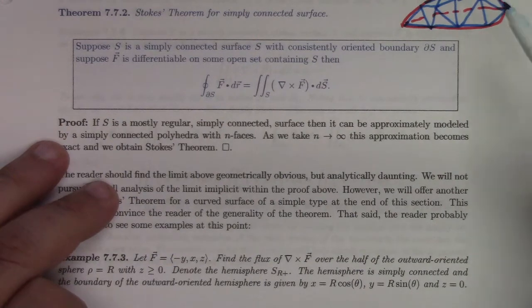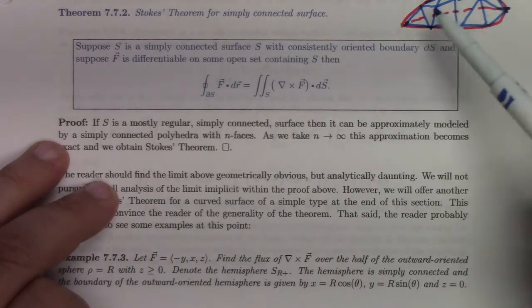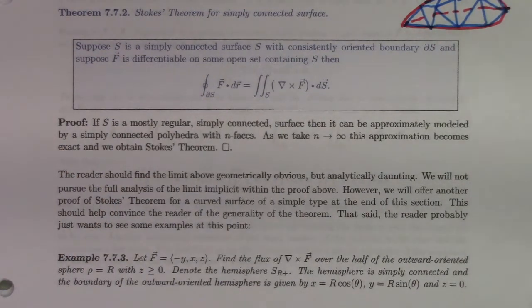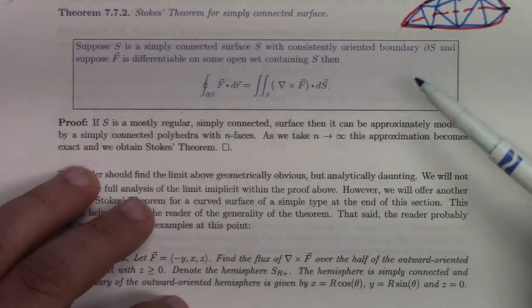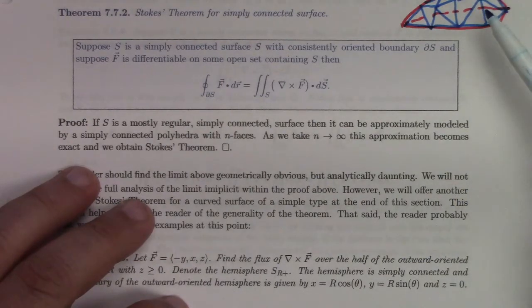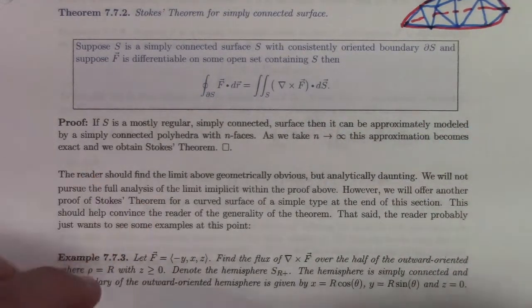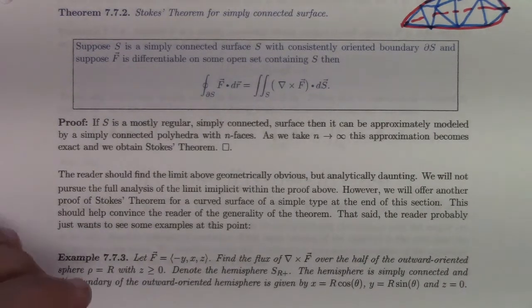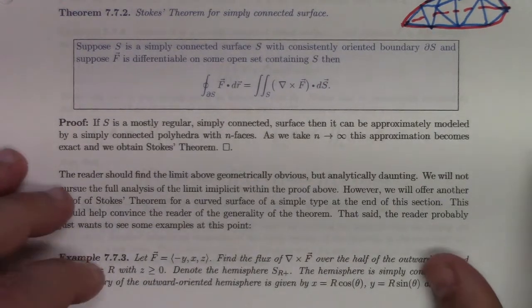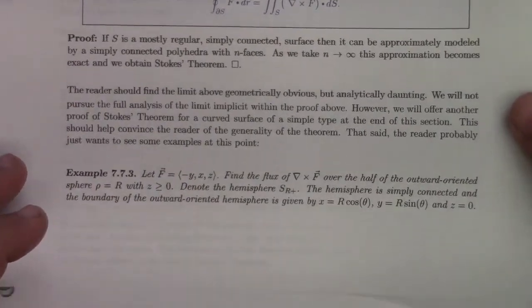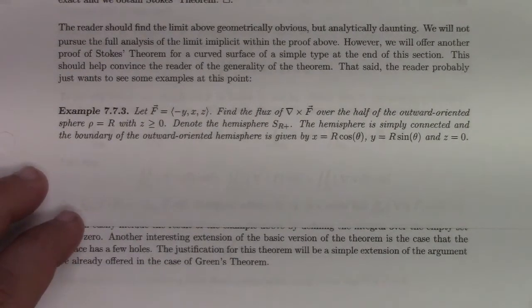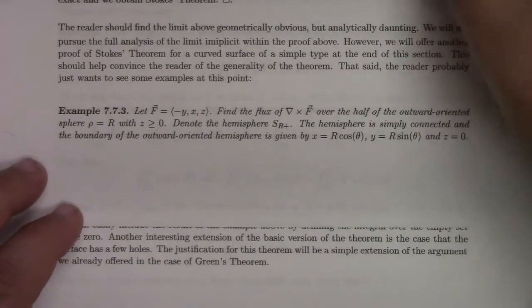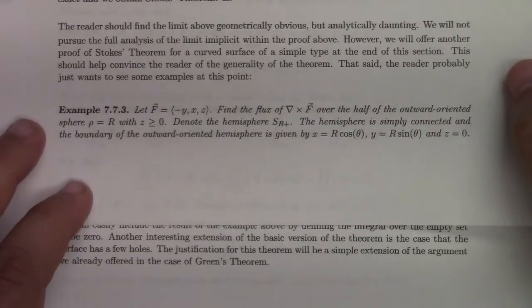Anyway, given a surface which allows such a triangulation, you can take the number of triangles increasing more and more, and you can always apply Stokes' theorem on each subtriangle. Passing the previous result through the limit of the number of triangles going to infinity, we get a proof over a simply connected smooth surface. But like I said, the reader should find this limit geometrically obvious but analytically daunting, right? To actually go through the details requires a deeper analysis than we're going through in this course, but it should be intuitively clear that that's not unreasonable.